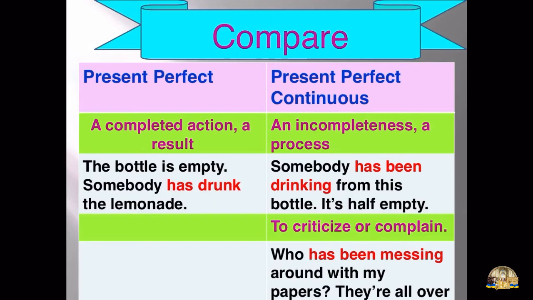Or we use this tense to criticize somebody or to complain about something. For example, who has been messing around with my papers? They are all over. So we are complaining. The result is the papers are all over the room or the office, yeah? And the criticizing, the complaining is that somebody has been messing around with my papers. So we have already done everything, and you have only to practice. Enjoy.